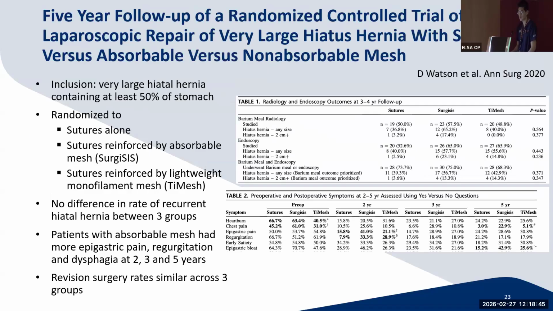But those with absorbable mesh did have more epigastric pain, regurgitation and dysphagia, even up to 5 years. So I think whenever you think that you need to use a mesh, you should really reconsider, because number one, outcomes in terms of recurrences are really not much better. In fact, I would say it's quite comparable to not using a mesh. But even the use of absorbable meshes may sometimes give rise to more discomfort for the patient. So we should really consider the use of mesh quite carefully.